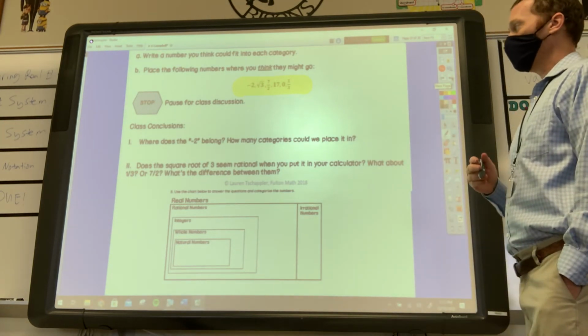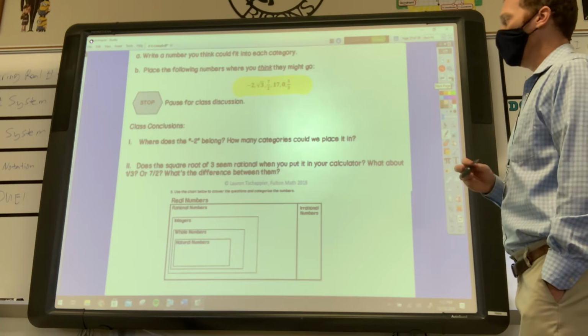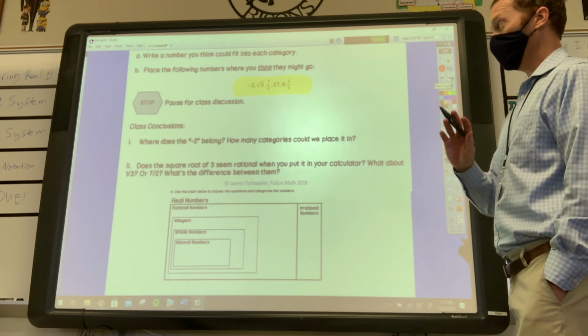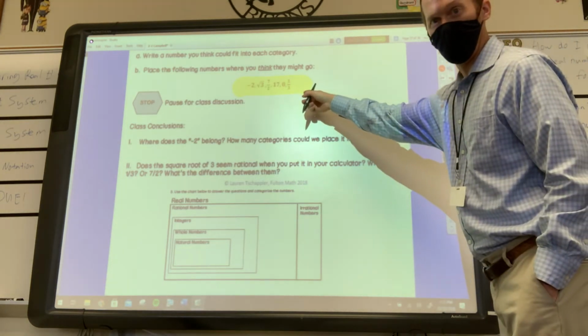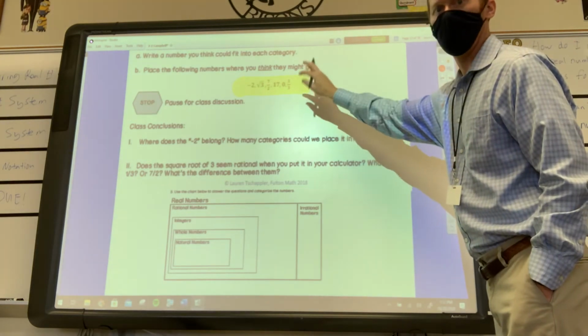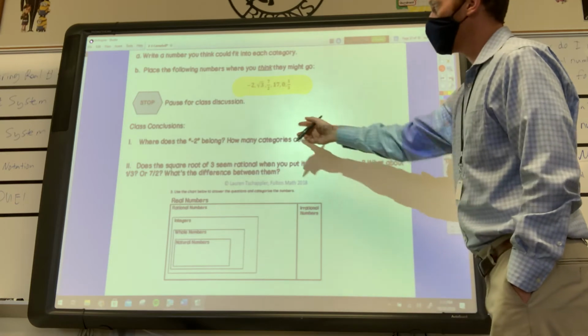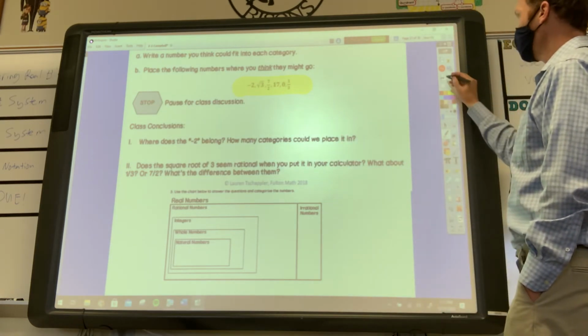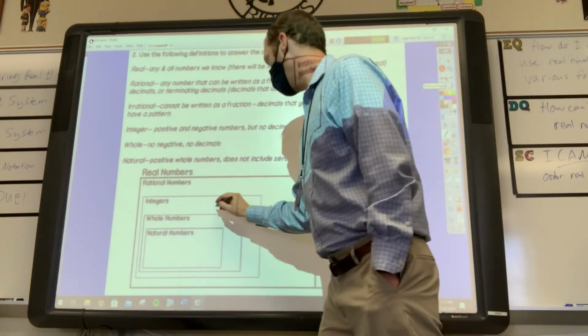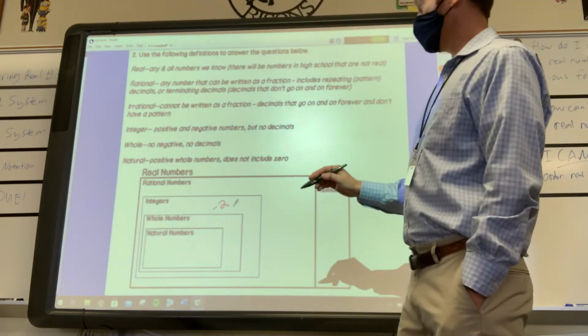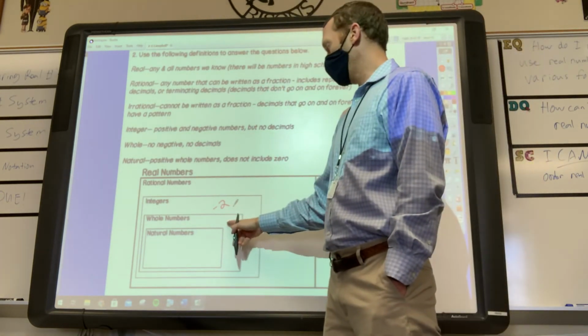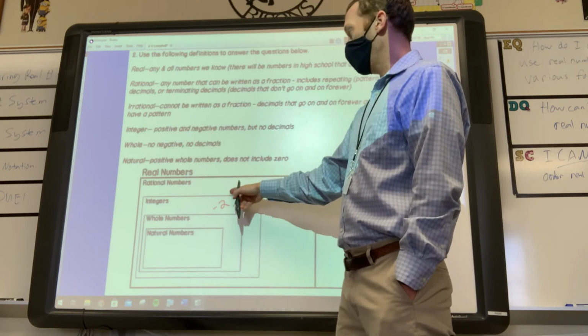Class conclusions, where does the negative 2 belong? I would put it, well, I'm not going to tell you where I'm going to put it yet, sorry. If you haven't put these into the chart on your own, pause point, pause it, work it, put them in the chart. Now, unpause, where does the negative 2 belong? It's going to belong as far into here as we can get it, which is going to be integers. It's not a whole number because it's not positive, but it is a rational number.